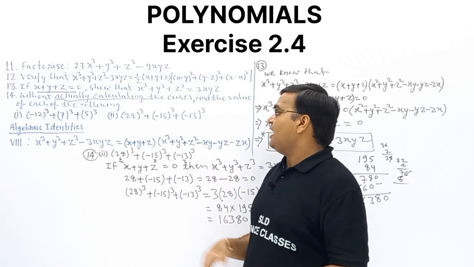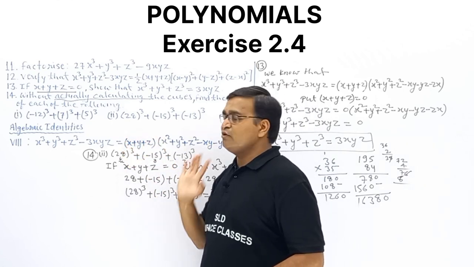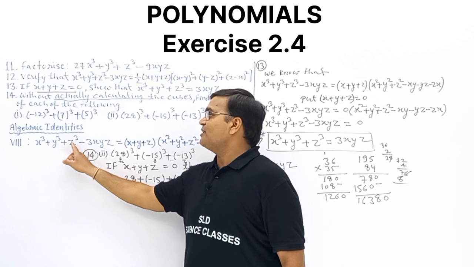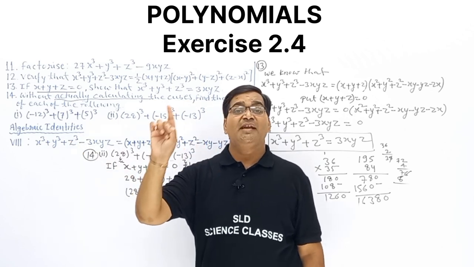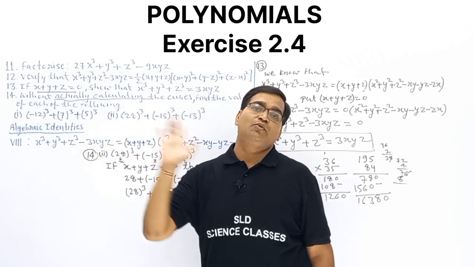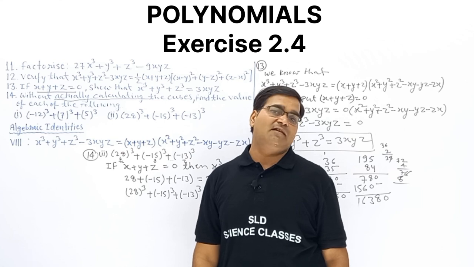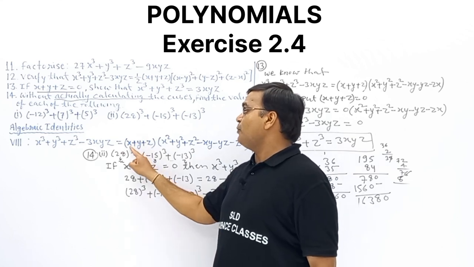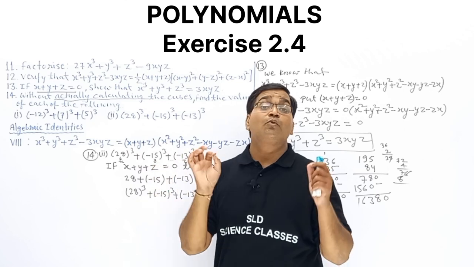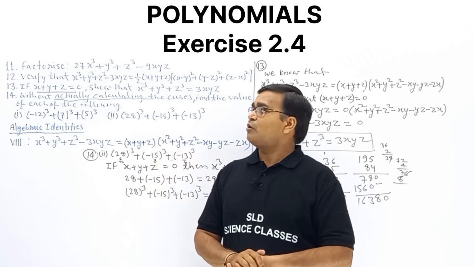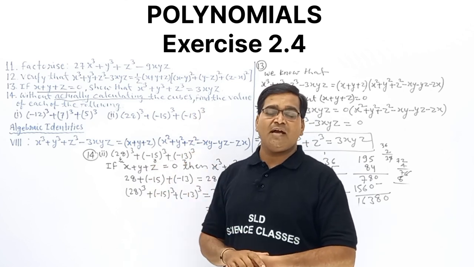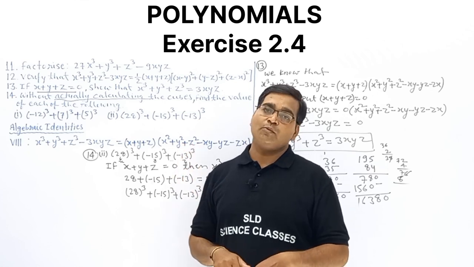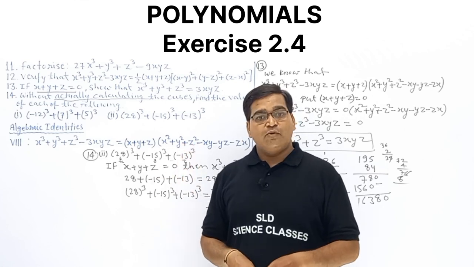Clear? If x plus y plus z is 0, then we are getting x cube plus y cube plus z cube equal to 3 times x into y into z. Clear? When the sum of x plus y plus z is equal to 0, in all these questions we are using this identity and solving. So all are easy questions.